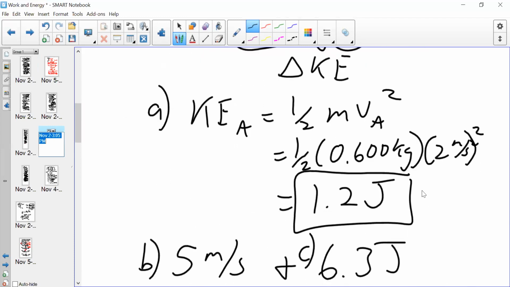Then it asks us, what is the kinetic energy at A? Well, we have the velocity at A. We know what the mass is. Put in your equation. 1/2 mass times V squared. You get 1.2 joules.